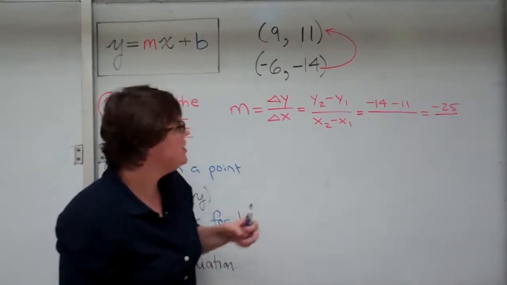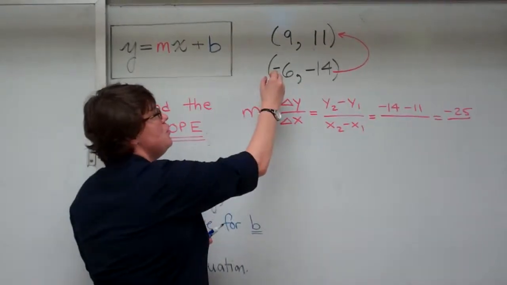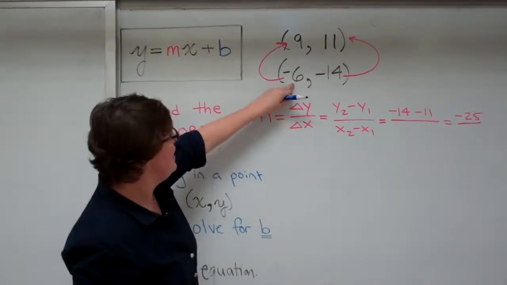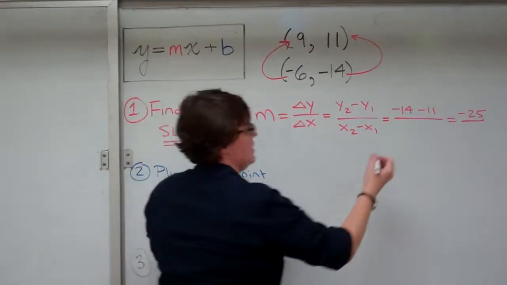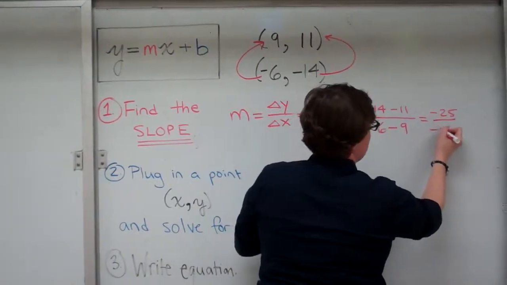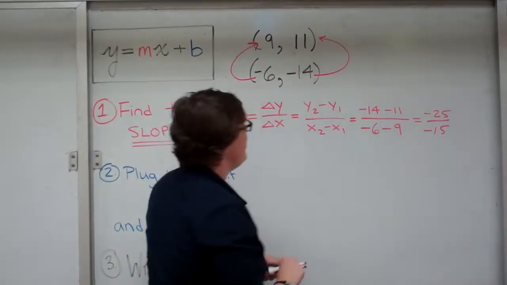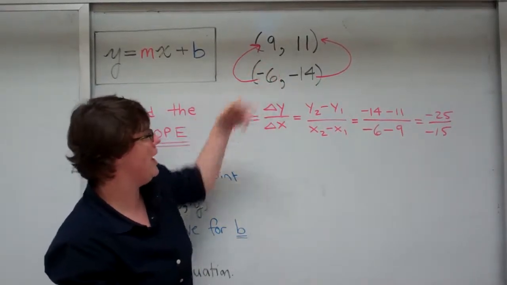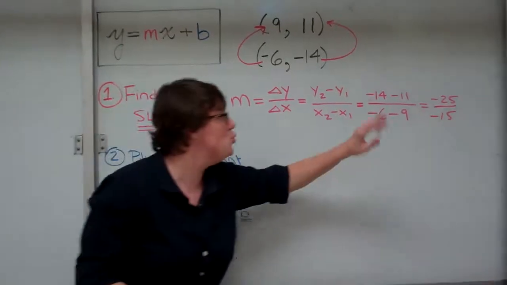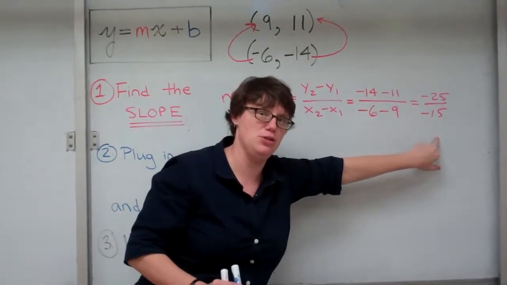All right, on to the change in x. I'm going to do the second x minus the first x. Negative 6 minus 9 makes negative 15, which represents the fact that if you're all the way far forward at x is 9, and you have to retreat to negative 6, you went backwards 15 units.